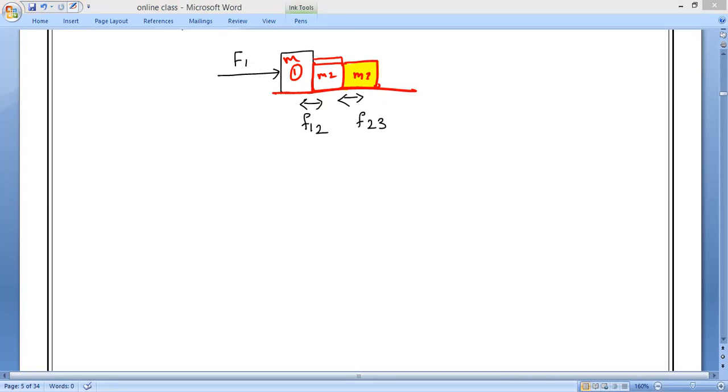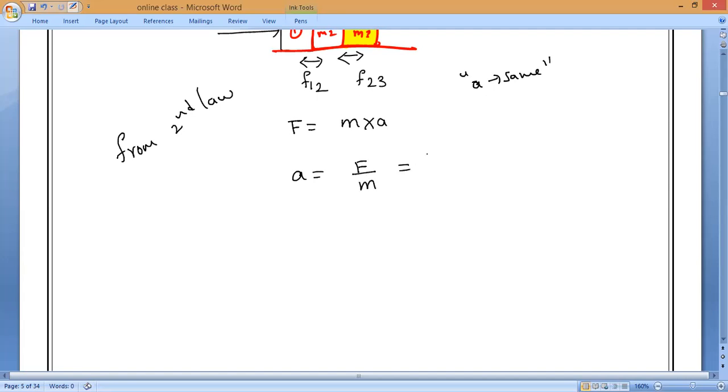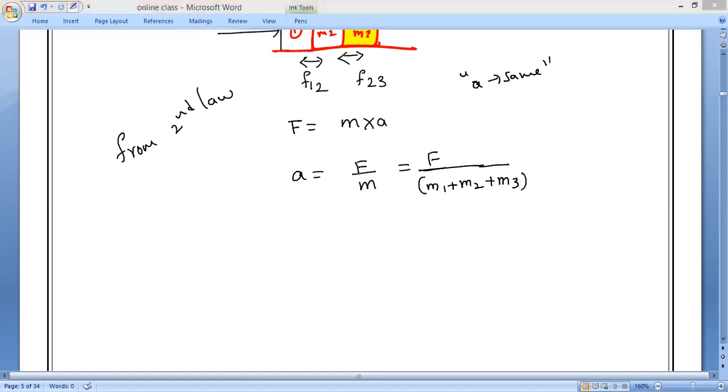So first of all, I want to find the acceleration. From Newton's second law, we know that force equals mass into acceleration. Now, all these bodies will move with the same acceleration. Is it yes or no? So acceleration equals force by mass. The force we already know is F, but the mass is M1 plus M2 plus M3. Yes or no? So this is what we have done to calculate the acceleration.